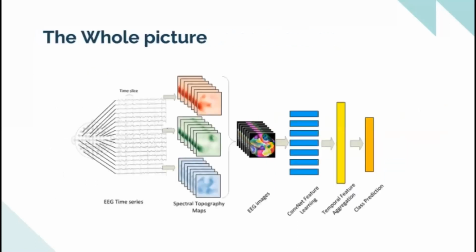This is a diagram that clarifies the whole process. EEG time series from multiple electrode locations are required. These are used to form a sequence of topographical maps as I mentioned before. And these topographical maps are used to form a sequence of images that are fed to the convolutional neural network for spectral and spatial feature extraction. The convolutional network output is fed to the recurrent network for temporal feature extraction, and finally, we get the class prediction.